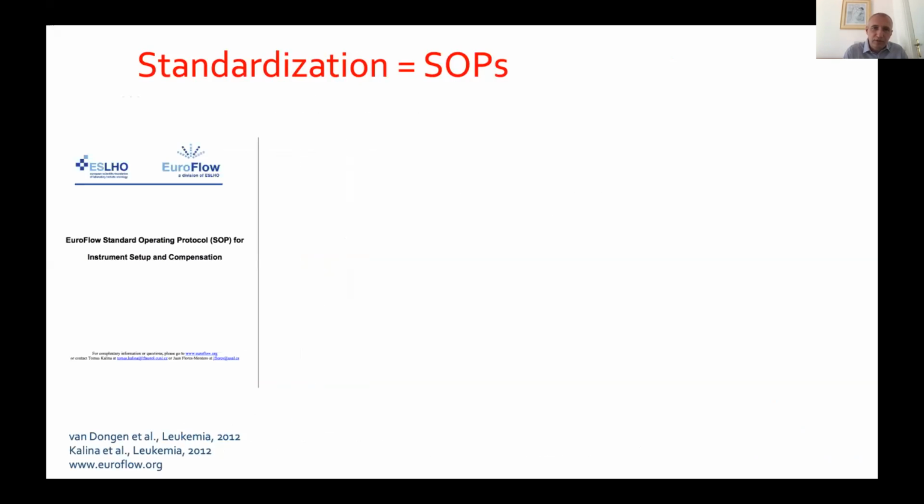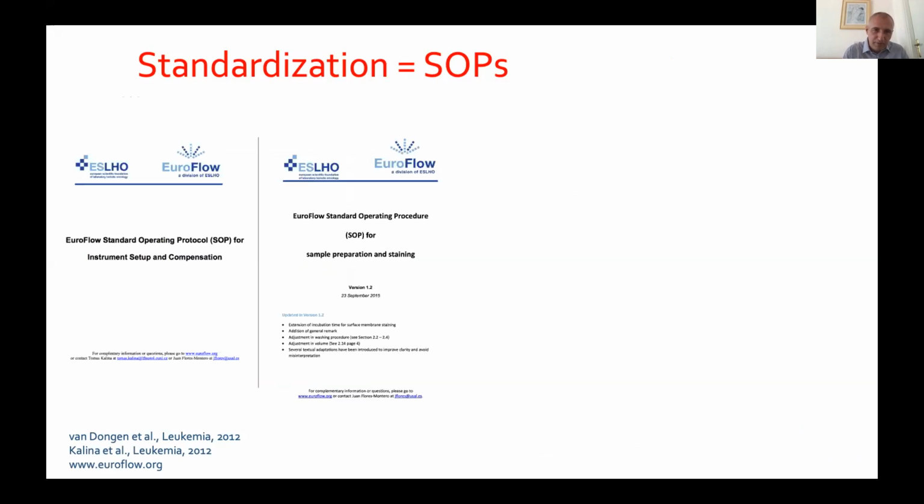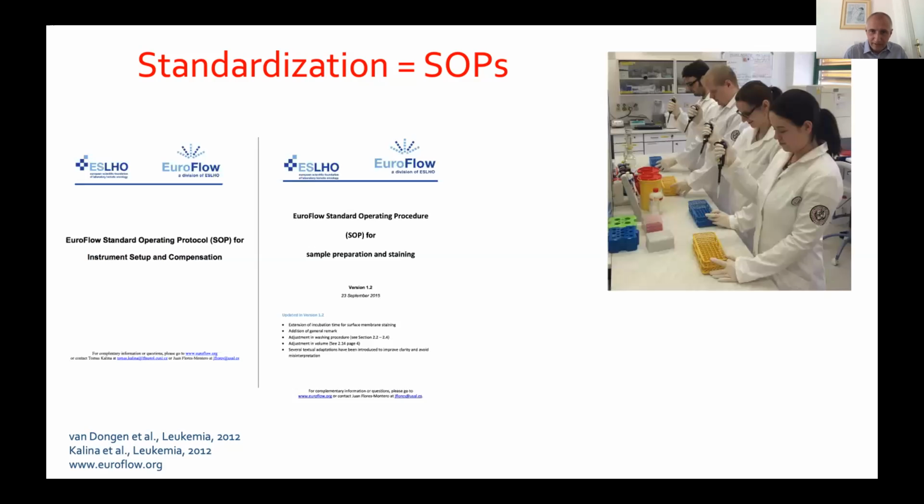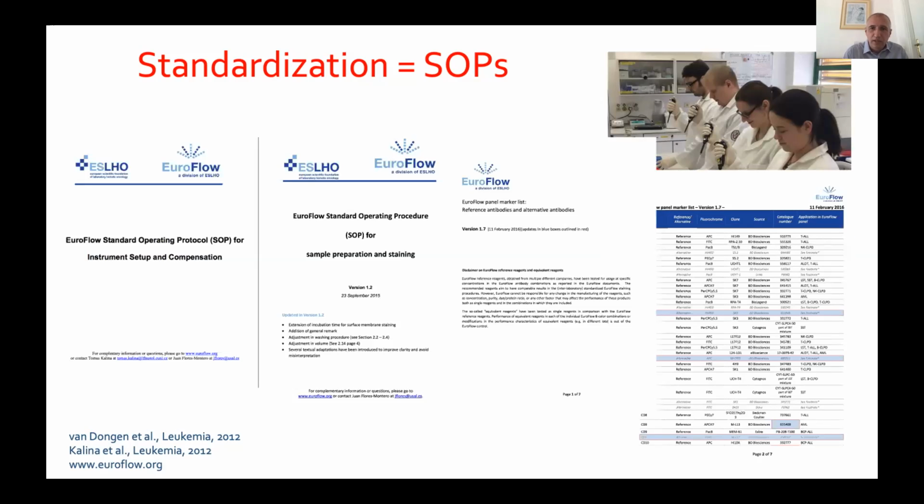The SOPs, or standard operating protocols, that we use are an SOP for instrument setup and compensation that we set up for our members and followers. There is also a separate standard operating protocol for sample preparation and staining. And we use defined marker sets that we call panels. And these use antibodies that we call reference antibodies, so those that we used for the first time.